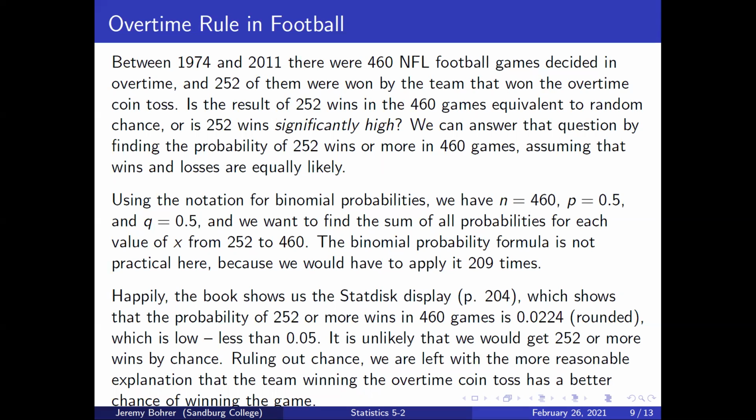Using the notation for the binomial probabilities, we have n equals 460, p equals 0.5, and q equals 0.5, and we want to find the sum of all probabilities for each value of x from 252 to 460. The binomial probability formula is not practical here because we would have to apply it 209 times. Happily, the book shows us the StatDisk display on page 204, which shows that the probability of 252 or more wins in 460 games is 0.0224 rounded, which is low, less than 0.05 rounded.